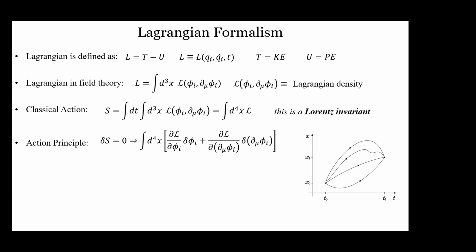Basically you take the action expression right here and plug it in, and you take the derivative with respect to what? With respect to phi and with respect to d mu phi, right? And you do this complicated looking integral. It's not really complicated, trust me, but it looks a hell of a lot complicated.